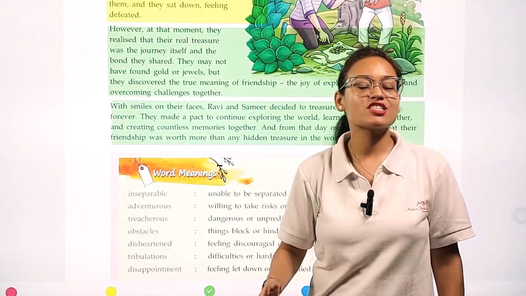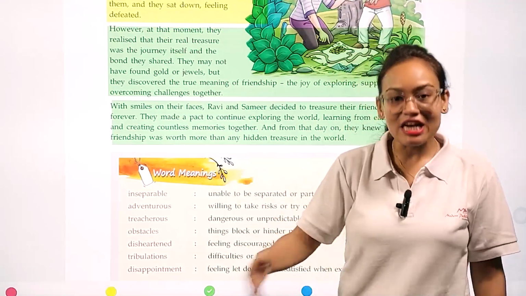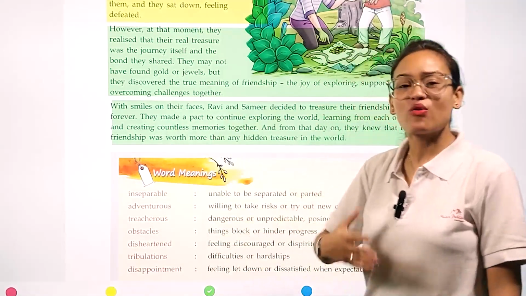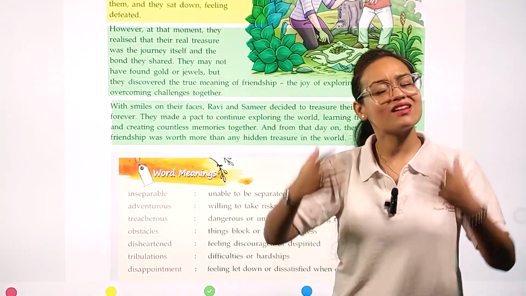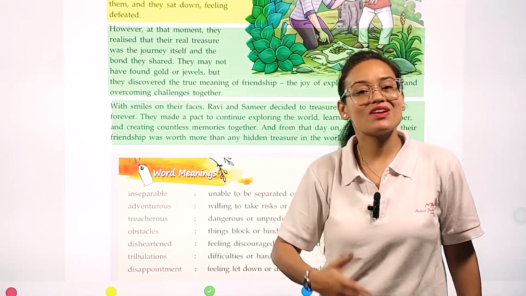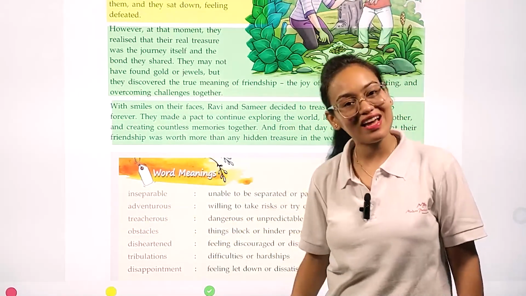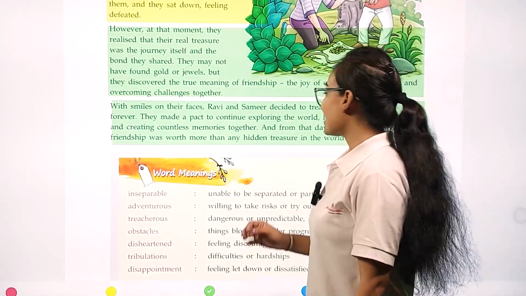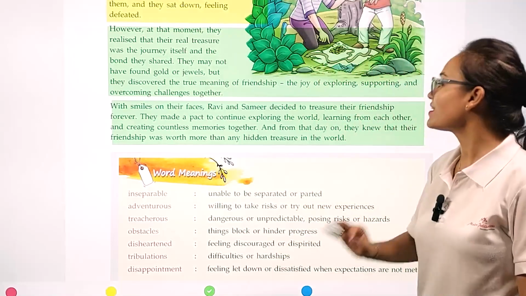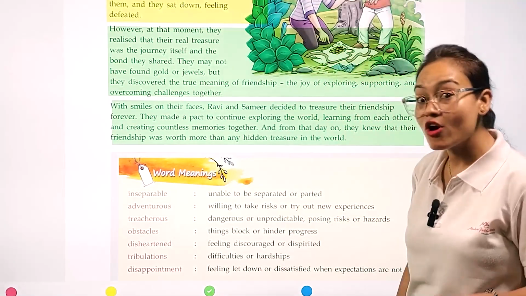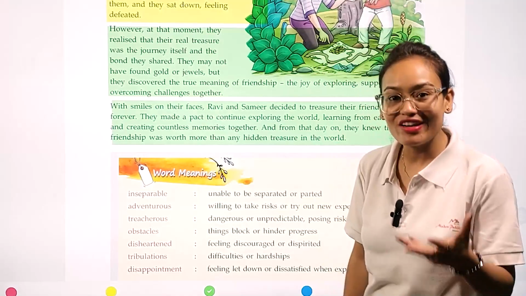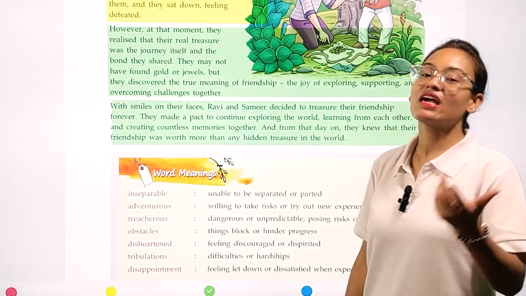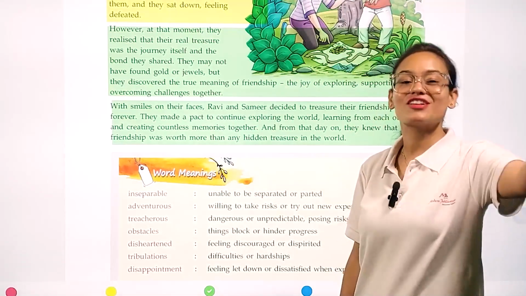Both Ravi and Samir promised each other that in the near future, in this way, we are going to explore new places and create new memories with each other, which will last till the last breath of our life. From that day on, they knew that their friendship was worth more than any hidden treasure in the world. They realized the true meaning of friendship, and now they are going to cherish it for the rest of their life.